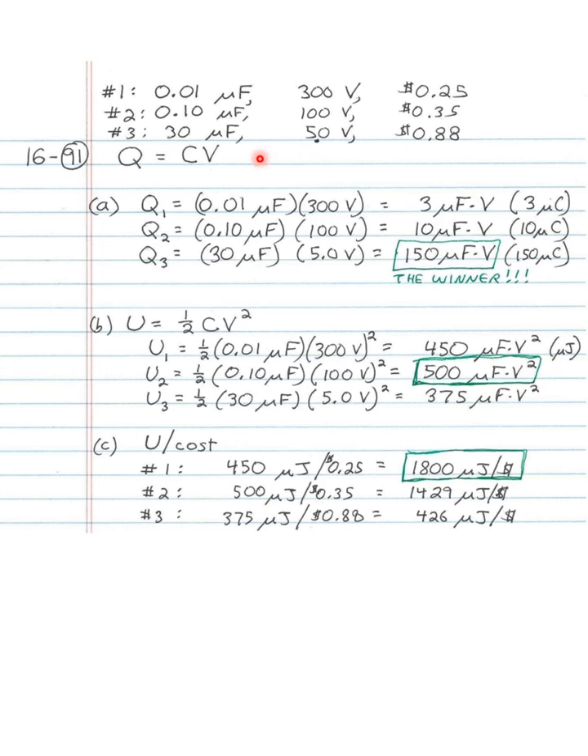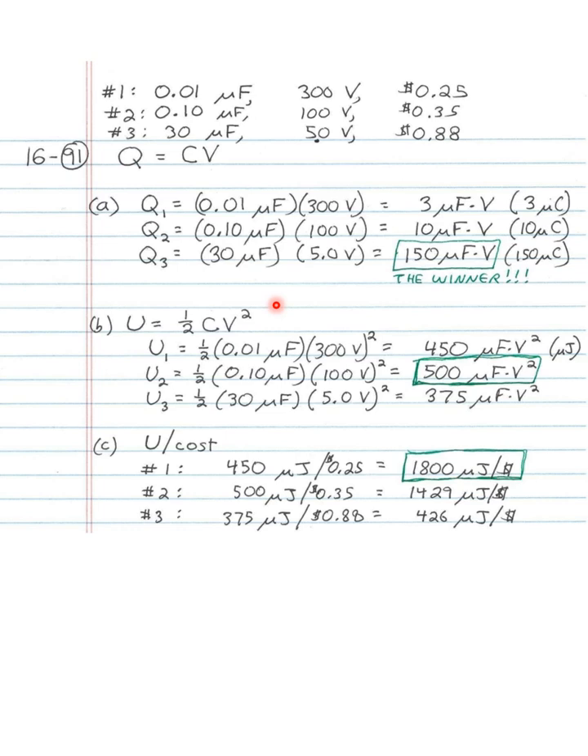So we multiply them. 0.01 microfarads times 300 volts gives 3 microfarad volts, which, by the way, is microcoulombs. The next one is 10 microfarad volts, which is 10 microcoulombs. And the next one, the 30 microfarads times 5 volts, is 150 microcoulombs. In the end, because the units were consistent, it doesn't really matter to us what the units are. We're comparing the numbers 3, 10, and 150. And 150, so the third one, is the winner in that competition for which one can store the most charge.